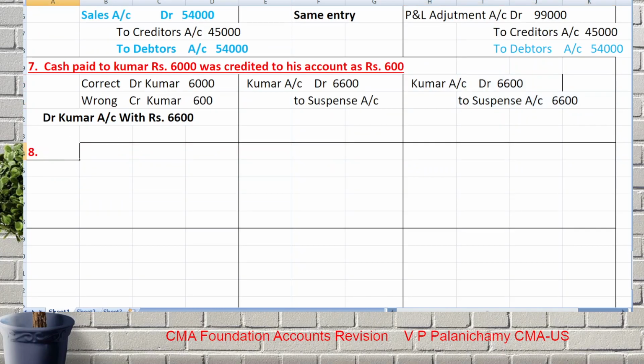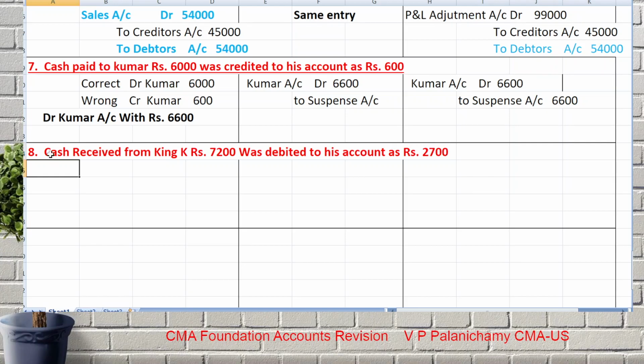Eighth, cash received from King K rupees 7200 was debited to his account as rupees 2700. This is the same kind of error. What is the correct treatment?